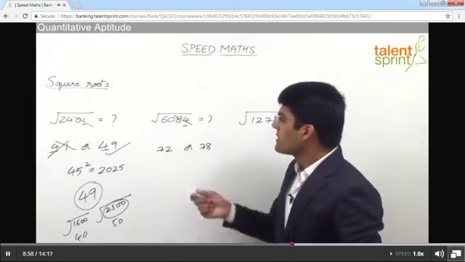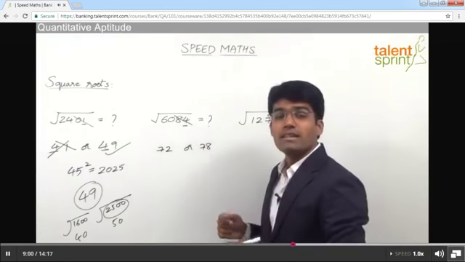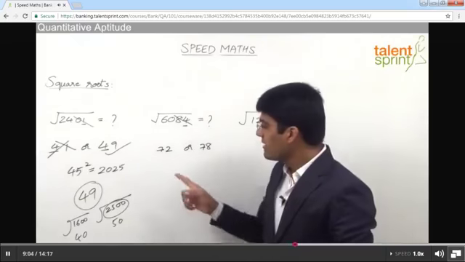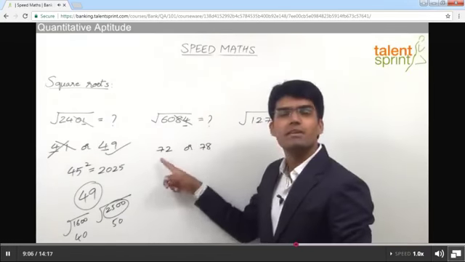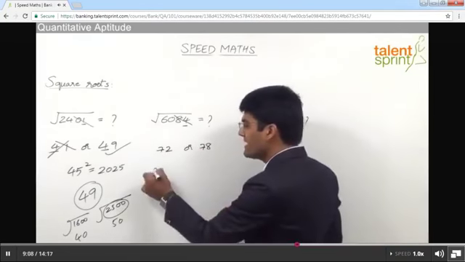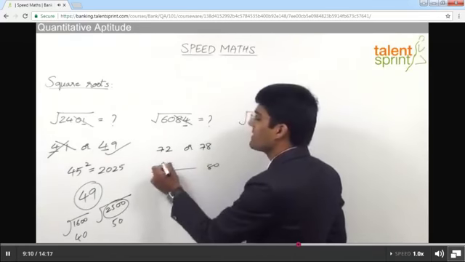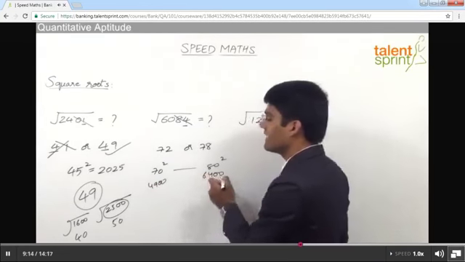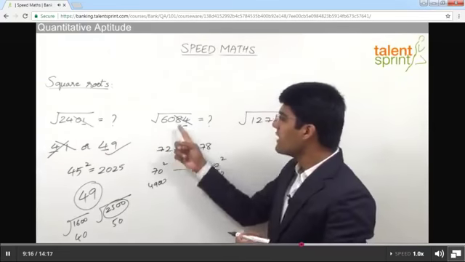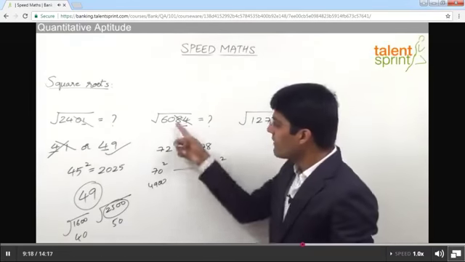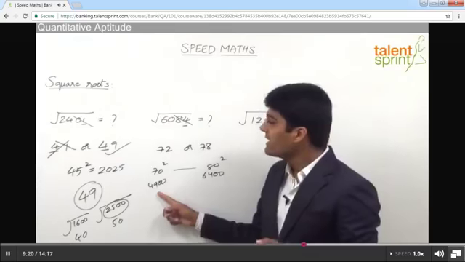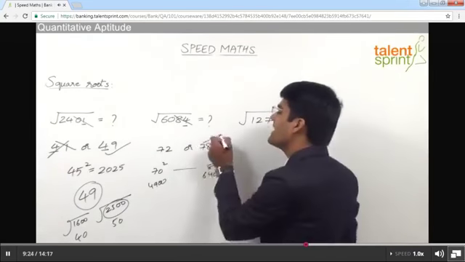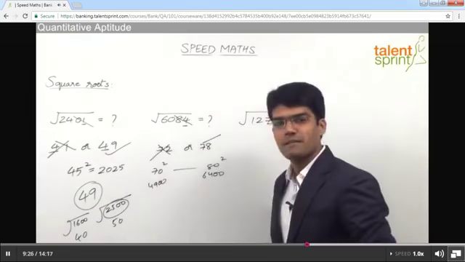Now if we try to observe, the number 6084 is closer to 6400 when compared to 4900. See, the numbers here are 72 and 78. So the range will be 70 to 80. 70 square and 80 square are 4900 and 6400. This number 6084 is closer to 6400 when compared to 4900. So very clearly answer should be closer to 80. What is closer to 80? 78. So 78 is the correct answer.